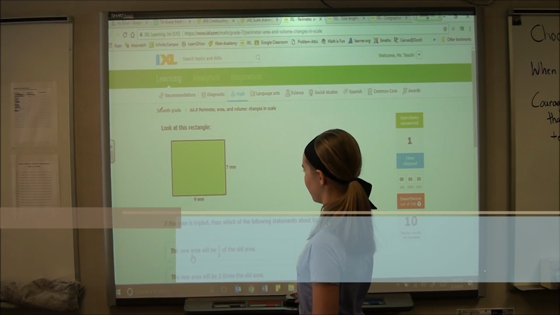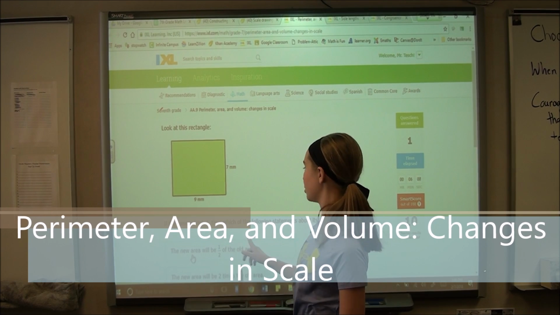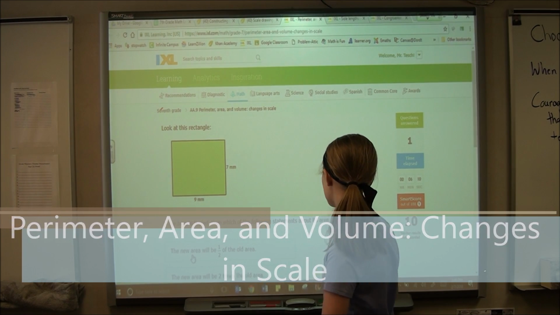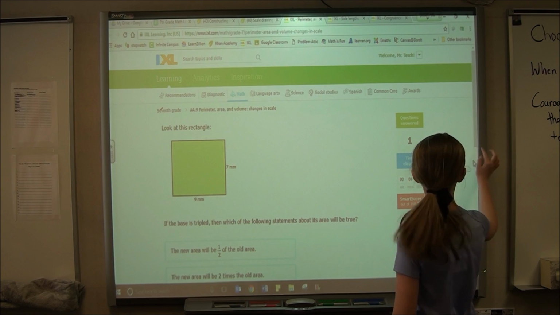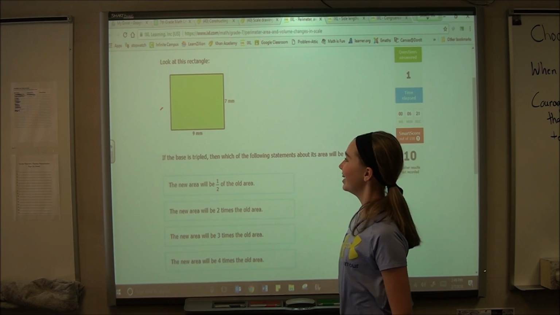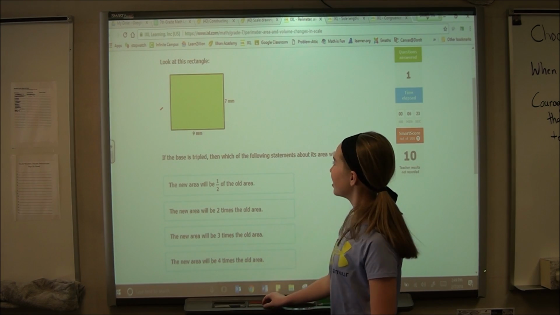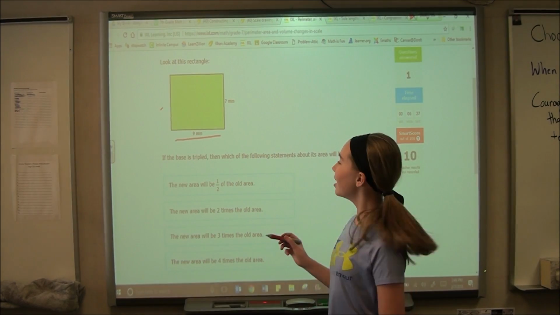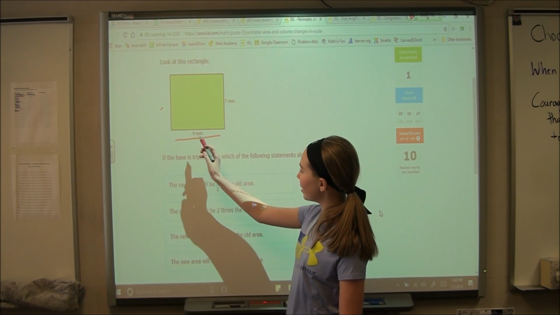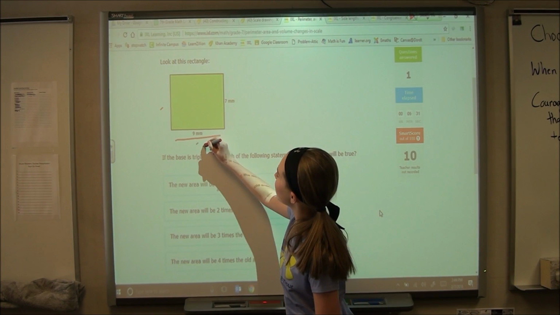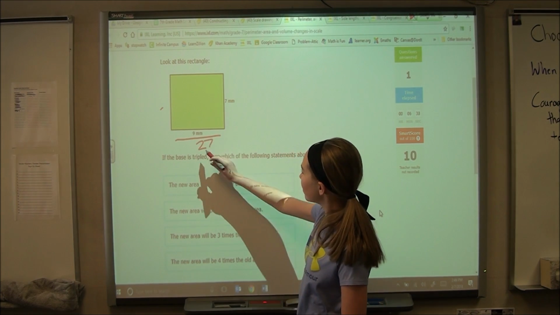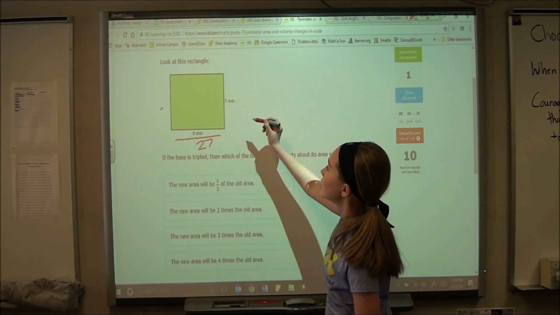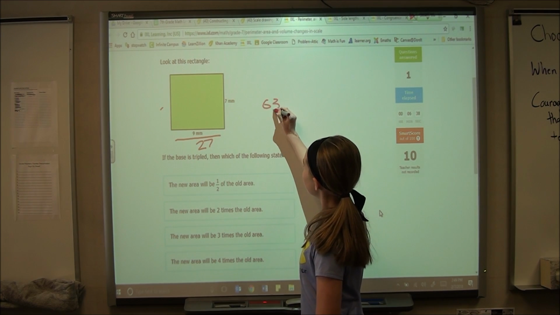So it says, look at this rectangle. If the base is tripled, then which of the following statements about its area will be true? So, okay. So the base, this is the base. So 9 times 3 is 27. But first we have to take 9 times 7, which is 63.